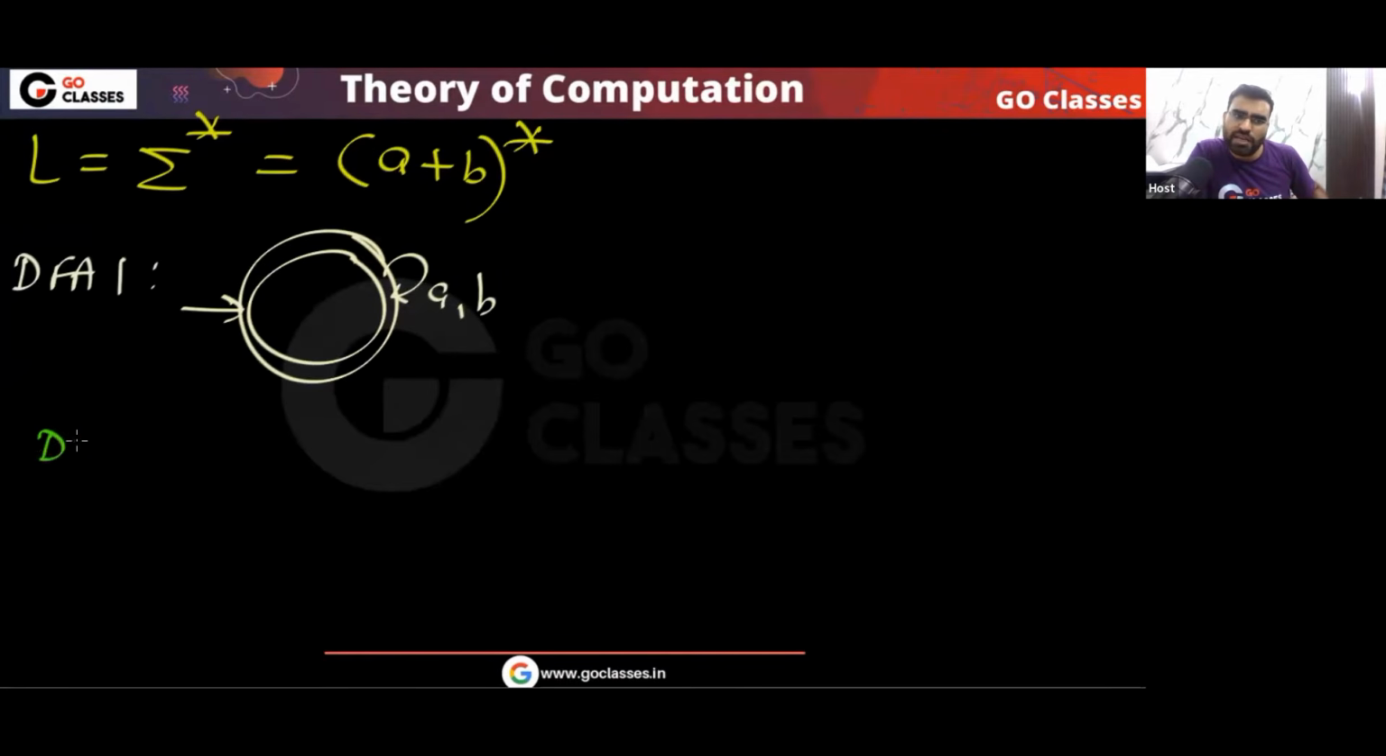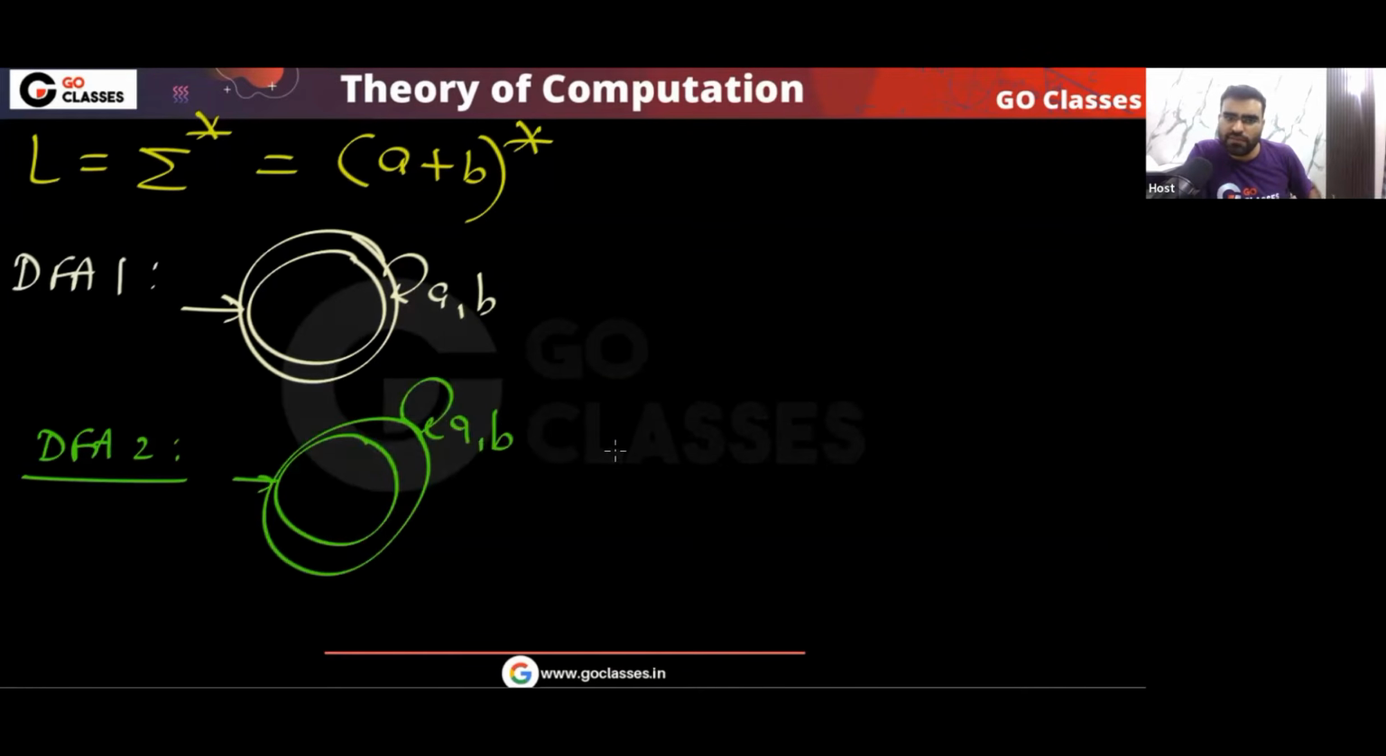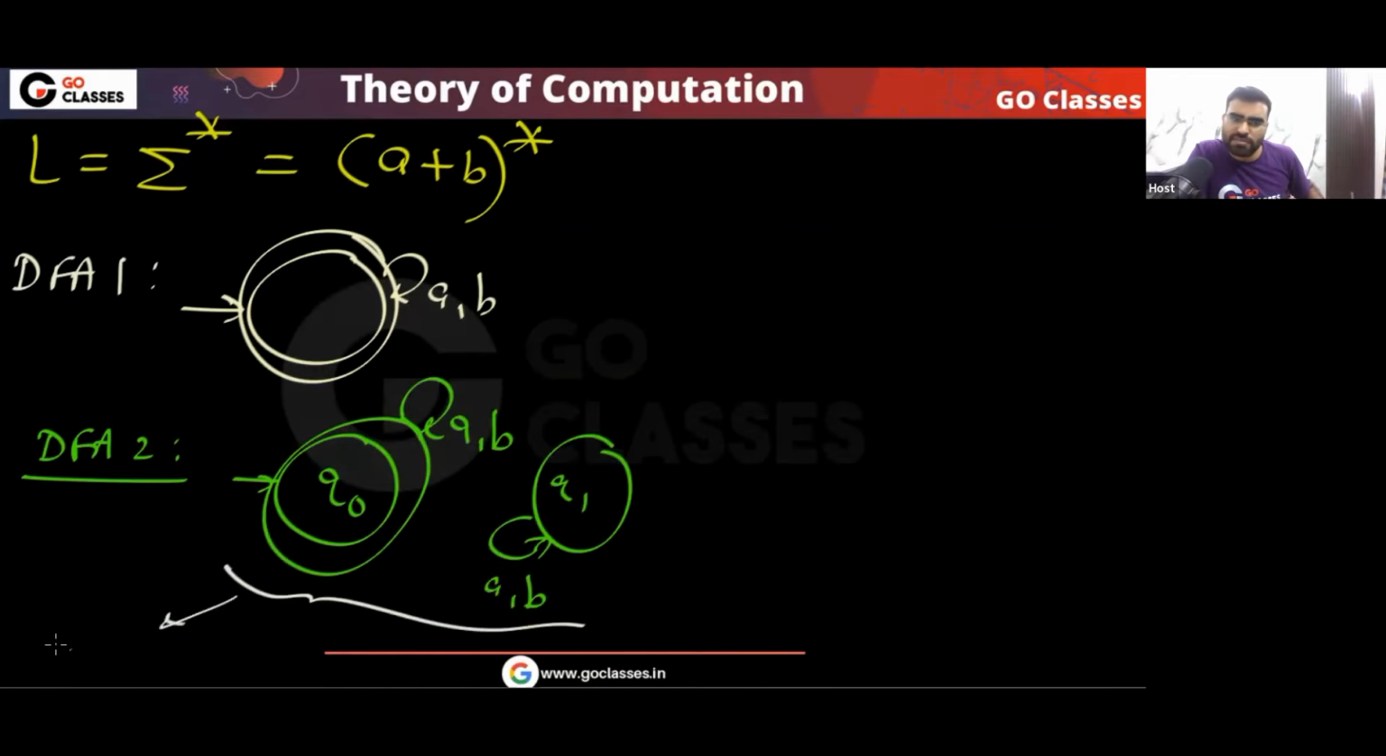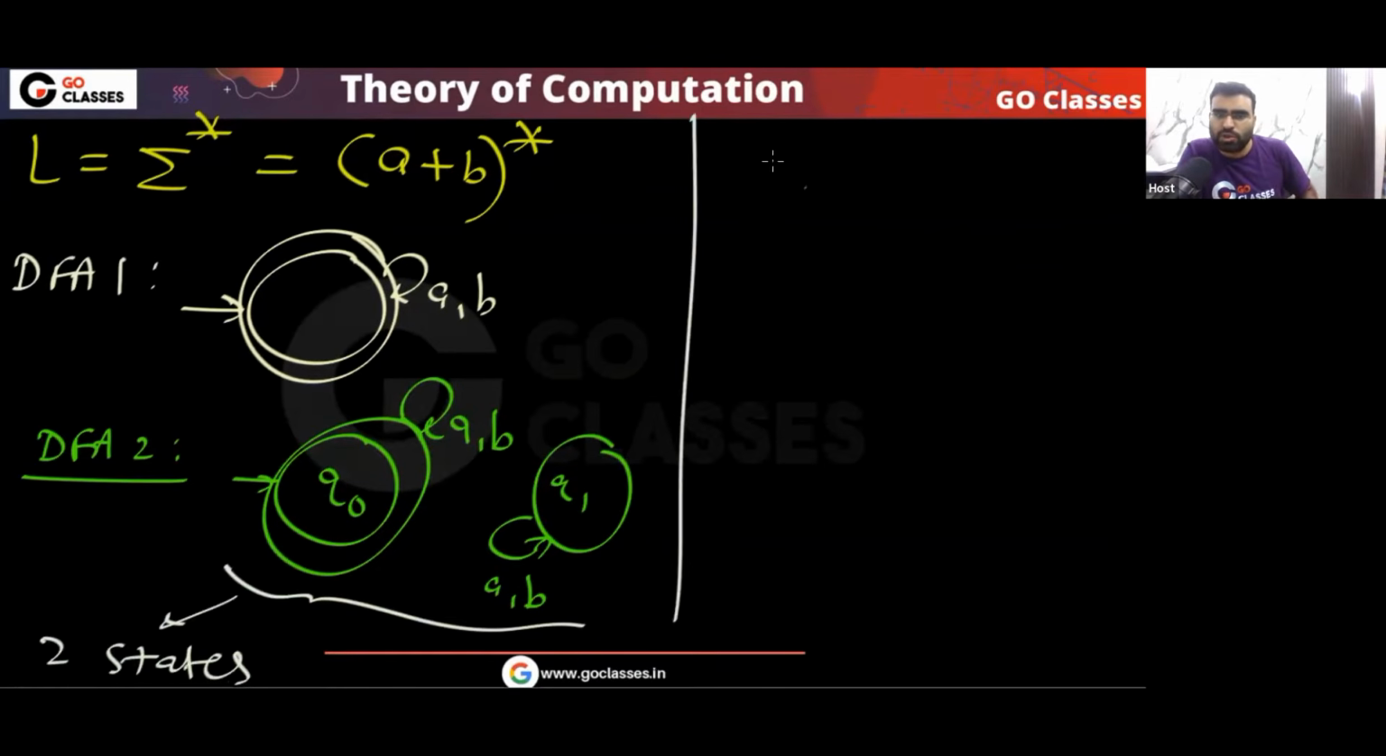What I can do is add an unreachable state and create another DFA. For example, let me put it like this. This is the state Q0, this is the state Q1. Now this is your DFA with two states. The same language, yes or no? The language is not changing. The same language, but this is a DFA with two states.